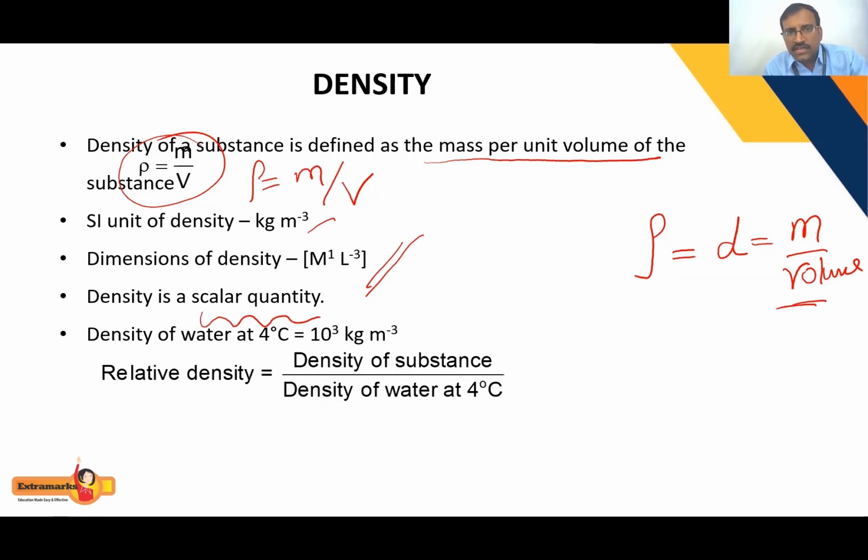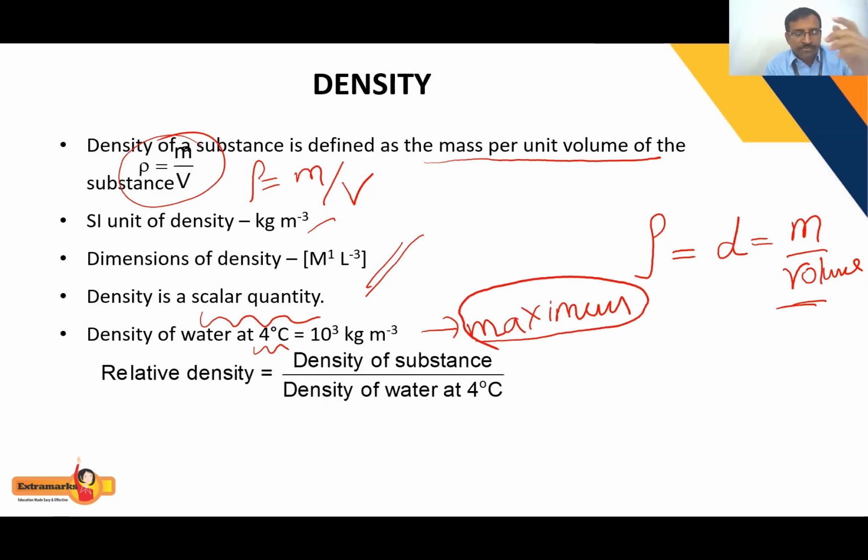Pressure is a scalar quantity at last point, and here also density is a scalar quantity. But there is a very important point for water. The density of water at 4 degrees Celsius is maximum. Please try to recollect this when I ask the question after 2 or 3 lectures. So the density of water is maximum at 4 degrees Celsius. Okay. Then what do you mean by relative density?